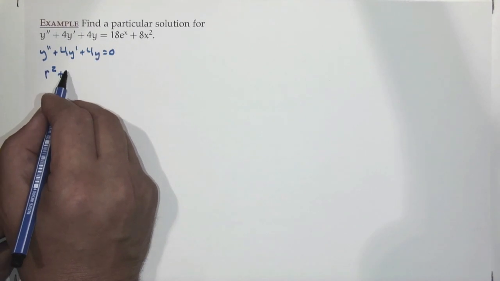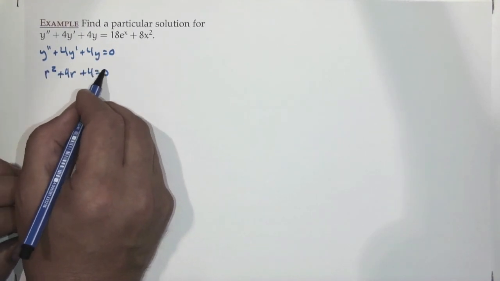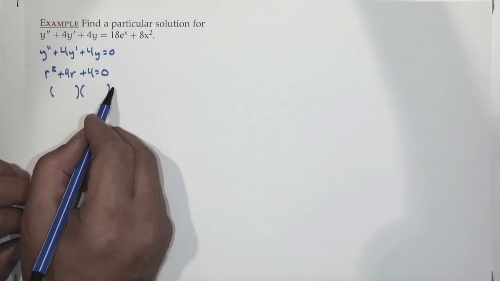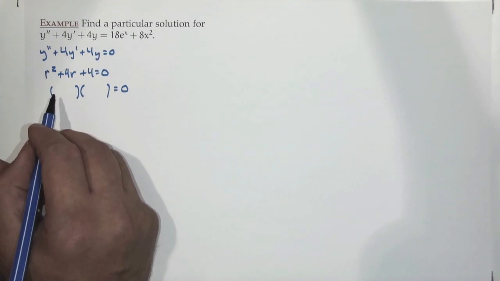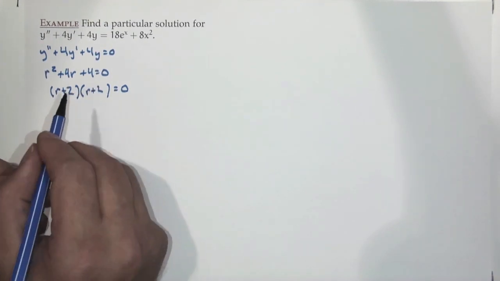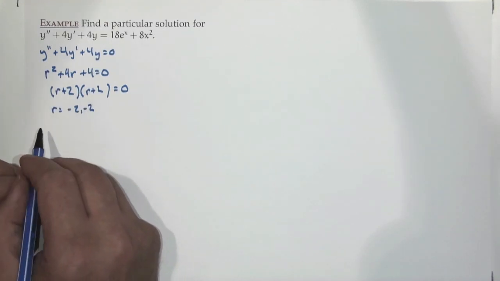R squared plus 4r plus 4 equals 0. Does it factor? He says, as he writes it down, as if it's factoring. It's r plus 2, r plus 2. So our roots are repeated, negative 2.